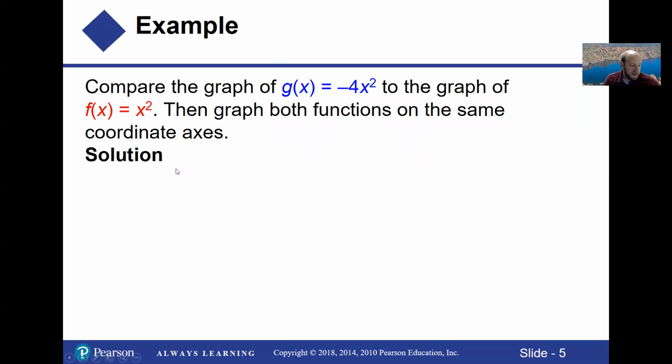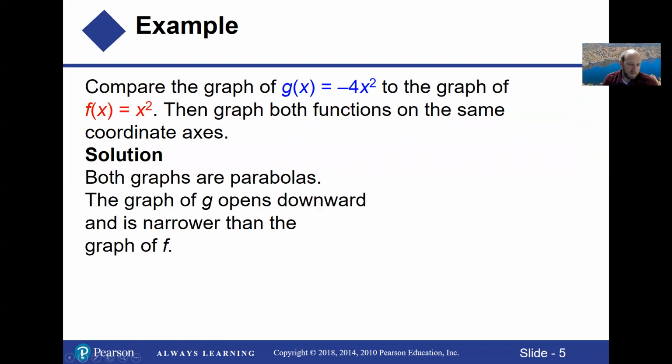So if we're talking about these graphs here, let's compare the graph of g of x equals negative 4x squared to the graph of f of x equals x squared, and then we're going to graph those. What could we say here? Well, since we have this x squared value, we know that they are both parabolas. But the graph of g opens downward. How do we know that? Because a is less than 0 right here.